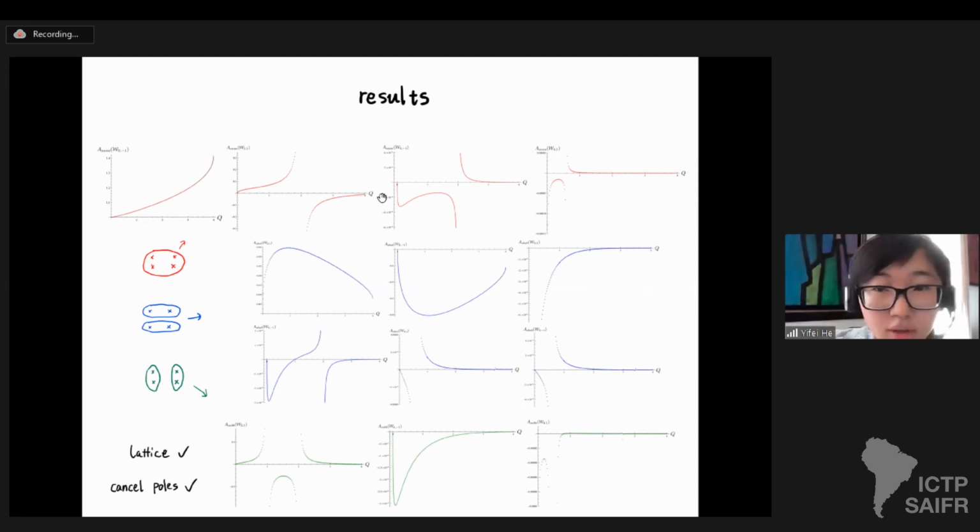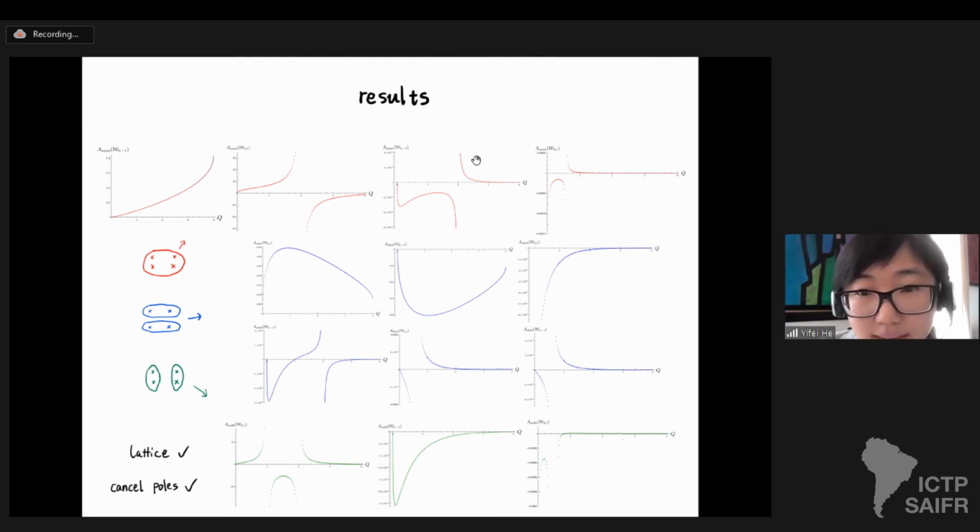So here I show some of the results from the bootstrap of these amplitudes for the whole range of Q between 0 and 4. The red are the spectrum and amplitudes showing up in this geometrical four-point function, the blue are for ABAB, and green is for AABB. These agree very well with the lattice results and also give us a very good idea about these amplitudes as a function of Q, and their analytic structure.